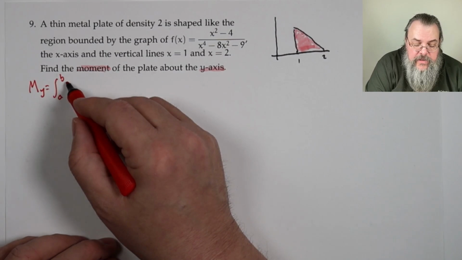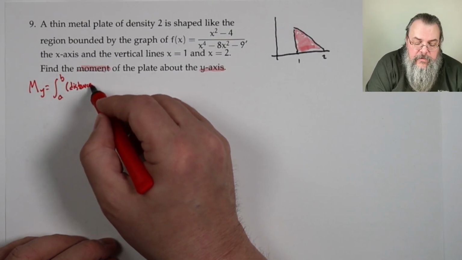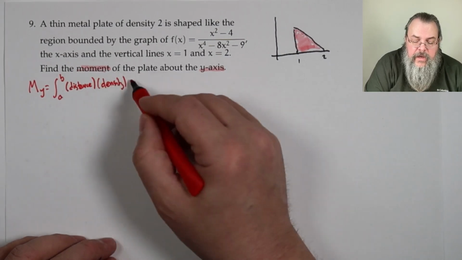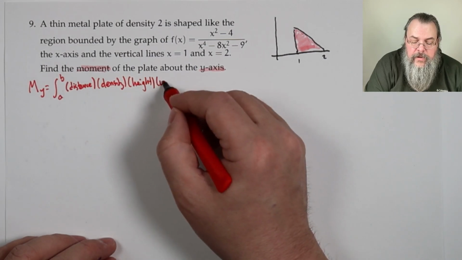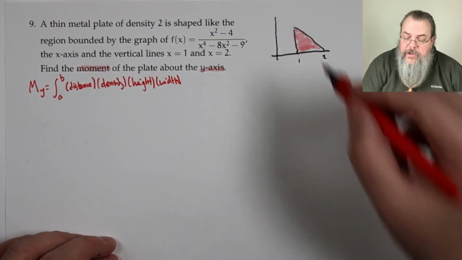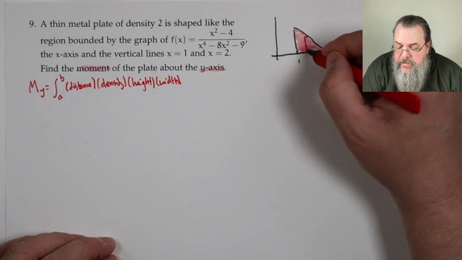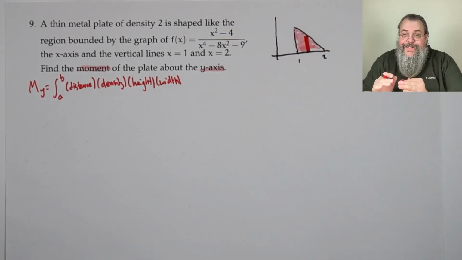We have a distance, which really should be location, but let's call it distance because that really helps. We have ourselves a density, and we have ourselves a height, and we have our width. Okay, so that's the generic formula. And the way we think about it is we're going to take our region, and it's going to be cut into little tiny pieces. And we say, okay, what's that piece's moment? And then figure it out.